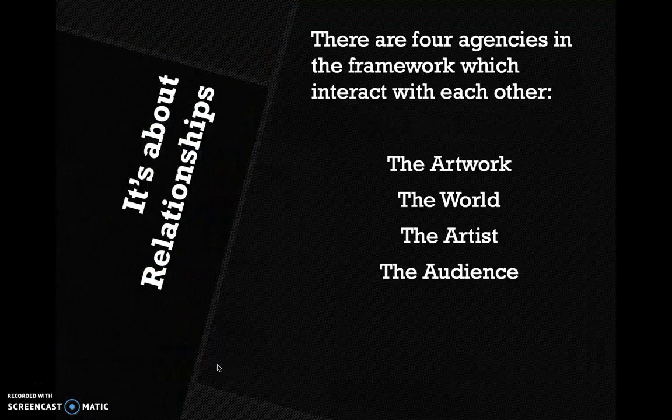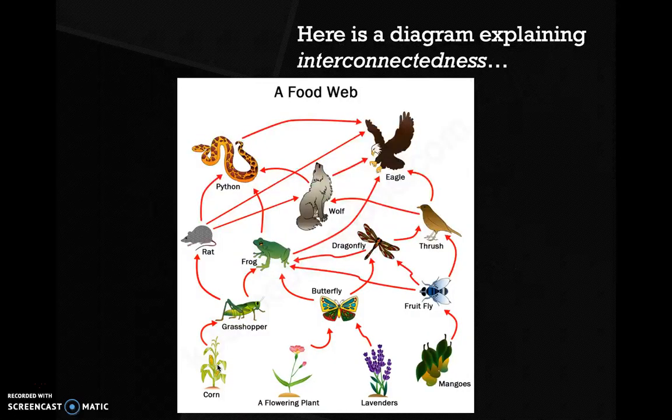Here we go. The conceptual framework. There are 4 agencies in the conceptual framework which interact with one another. We look at the artwork, the world, the artist, and the audience. It's about the relationship between these agencies, as we call them.